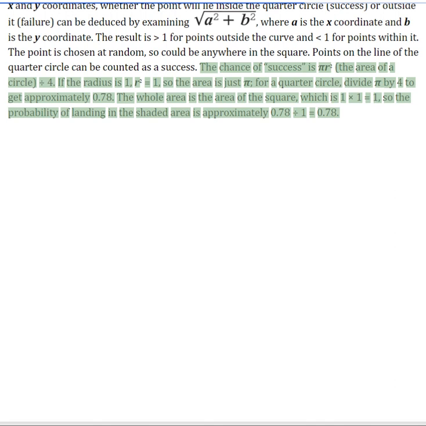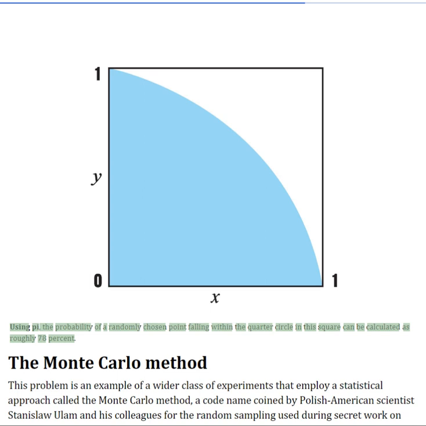If the radius is 1, r equals 1, so the area is just pi. For a quarter circle, divide pi by 4 to get approximately 0.78. The whole area is the area of the square, which is 1 × 1 = 1, so the probability of landing in the shaded area is approximately 0.78 divided by 1 is equal to 0.78. Using pi, the probability of a randomly chosen point falling within the quarter circle in this square can be calculated as roughly 78%.